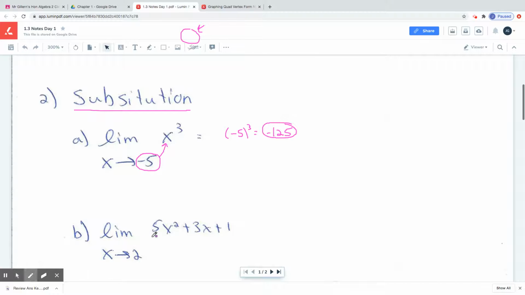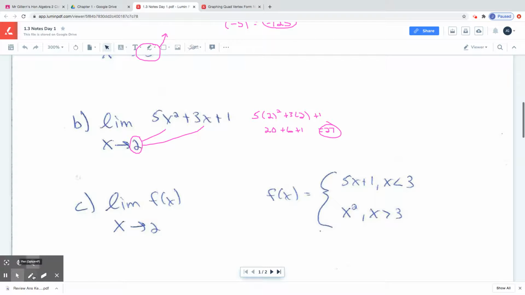For this one, we have the limit of 5x squared plus 3x plus 1 as x approaches 2. Go ahead and plug in 2 for all the x's and see what you get. All right, see if you got the right answer. 5, put the 2 in for x, plus 3 times 2 plus 1. 2 squared is 4, 4 times 5 is 20. 3 times 2 is 6, plus 1. 20 plus 6 plus 1 is 27. There's my answer. We just substitute right in.